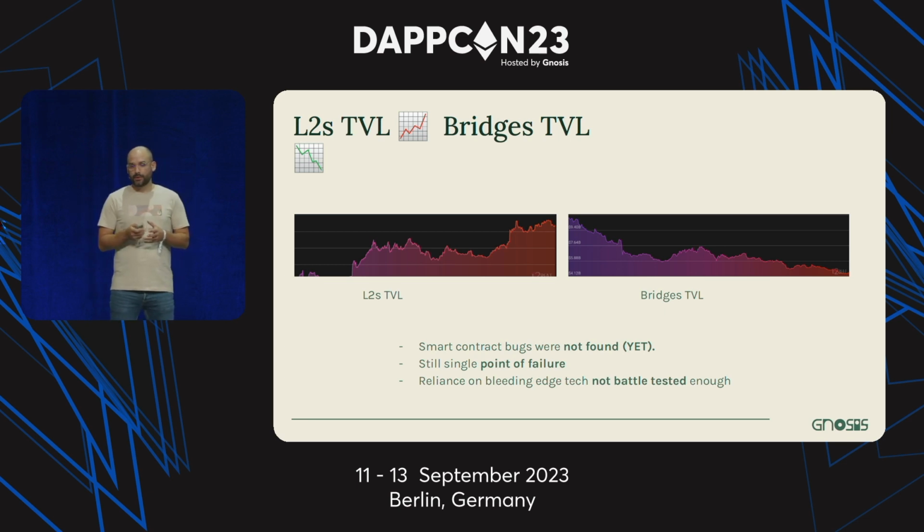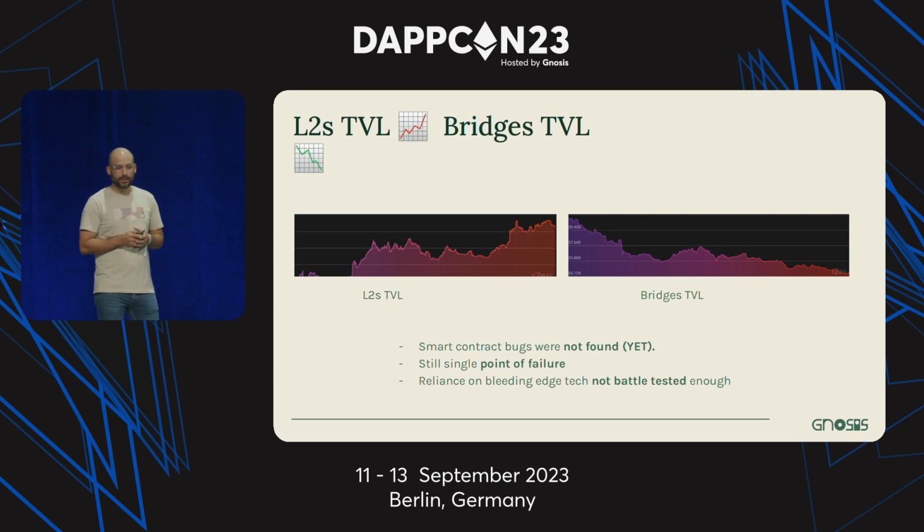So this is what users are doing. We see clearly here that the L2s' TVL, so the user adoption there, is growing, and there is a downtrend on the bridges. And of course, there's an argument, there is a reason to do so. But we need to keep a couple of points in mind here.